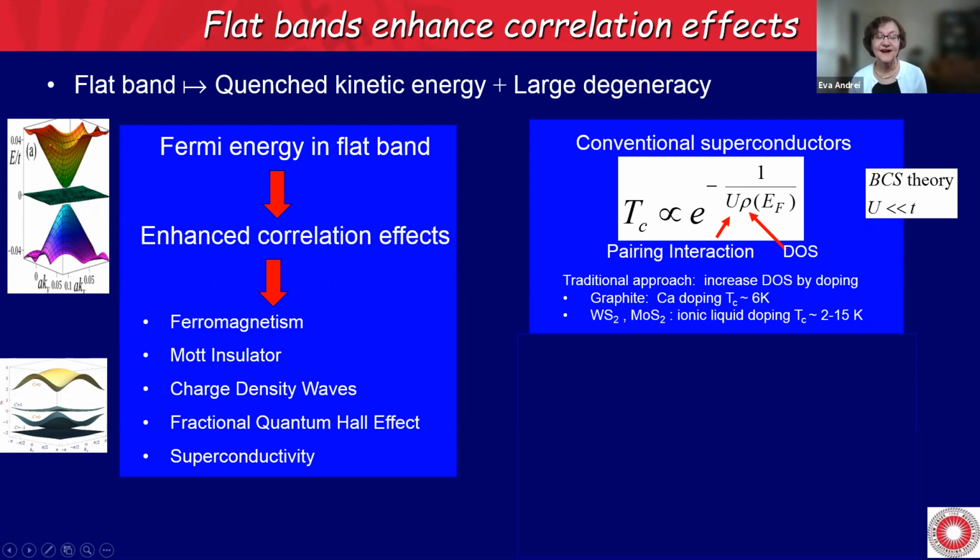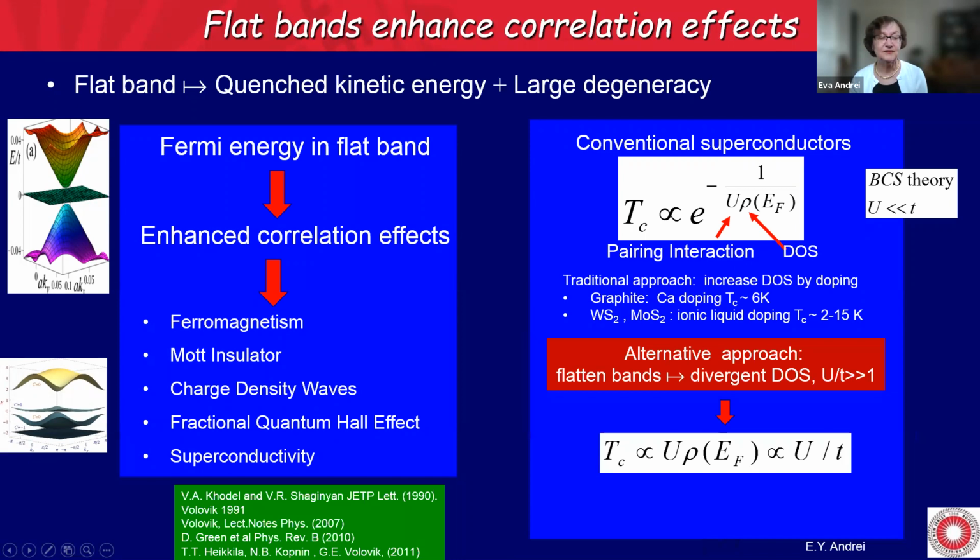But then in the early 90s, started by a Russian group and a group in Finland, especially pushed by Volovik, they were thinking of an alternative approach. Let's flatten the band, in other words, decrease the bandwidth or the kinetic energy. In that case, it turns out that the critical temperature is no longer exponentially suppressed, but rather proportional to the interaction energy times the density of states, and the density of states, of course, diverges in a flat band.